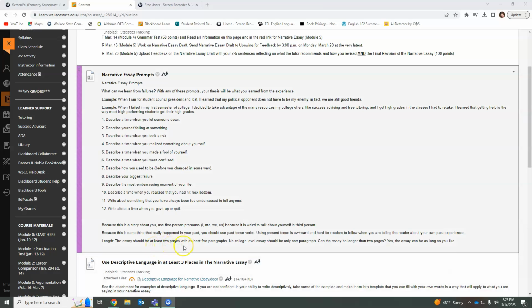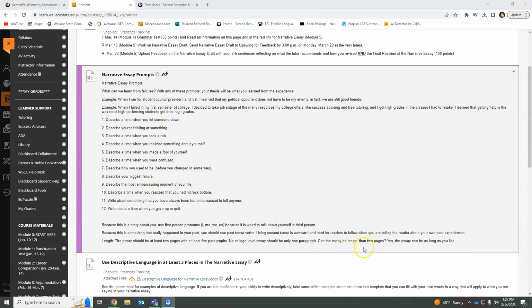All right, how long should the essay be? At least 2 pages and at least 5 paragraphs. So no college level essay should be one long paragraph, of course. You know this. Chunk your information into paragraphs that make sense. If you use dialogue, and you're not required to use dialogue, but you might choose to, then you should use dialogue in a new paragraph every time you change speakers. So every time there's a new speaker, change paragraphs.